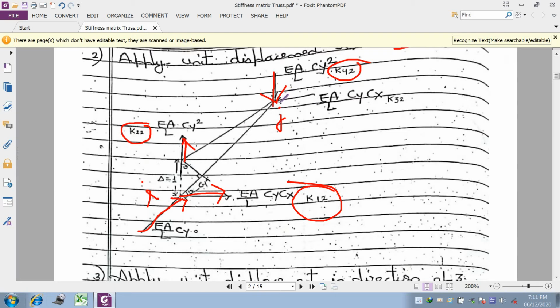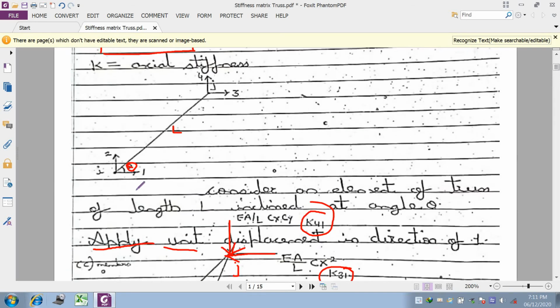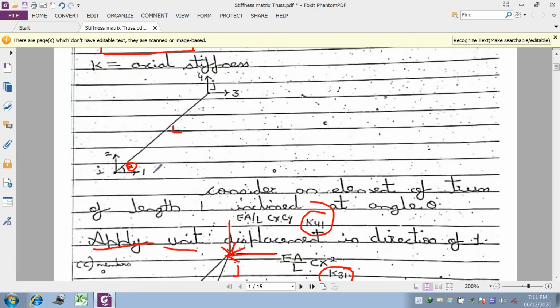Similarly here also, because at the bottom we are getting the force in the rightward direction, we have to apply the force in the leftward direction. So the equation will become EA by L CY CX, and the corresponding stiffness matrix name will be K of 32. Likewise we have to apply the unit displacement on each of the degrees of freedom. So we have completed 1 and 2.